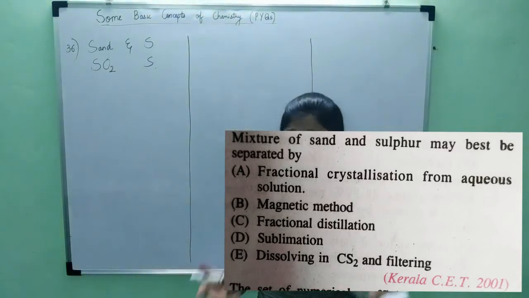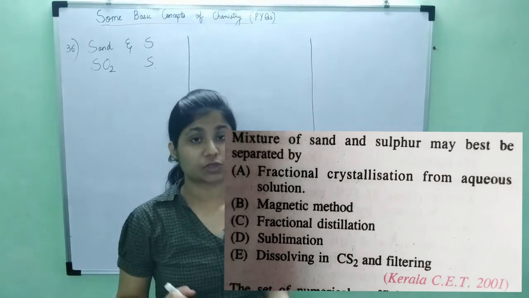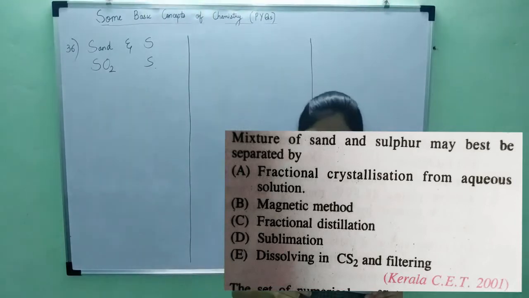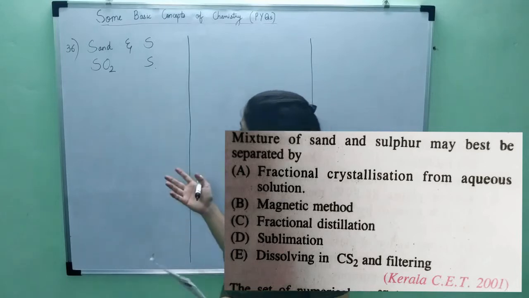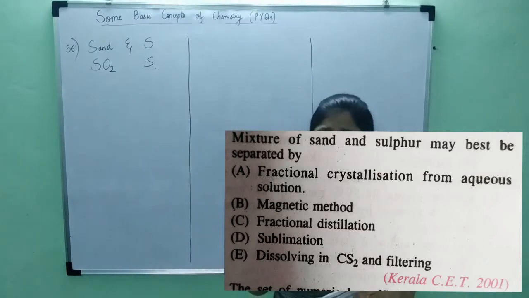Magnetic method: both are diamagnetic. So the magnetic method wants one of them to be ferromagnetic. There should be some metals involved for magnetic separation, and those metals should be ferromagnetic. Then fractional distillation. For fractional distillation, we generally want the boiling or the melting point to have very small differences, which we think in this case we cannot apply. Generally, they are used for liquids. Then sublimation, none of these is sublime, and dissolving in CS2 and filtering.